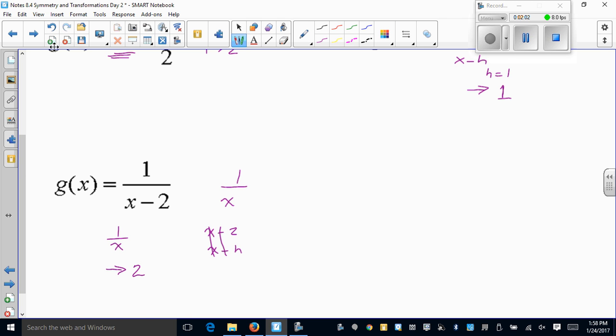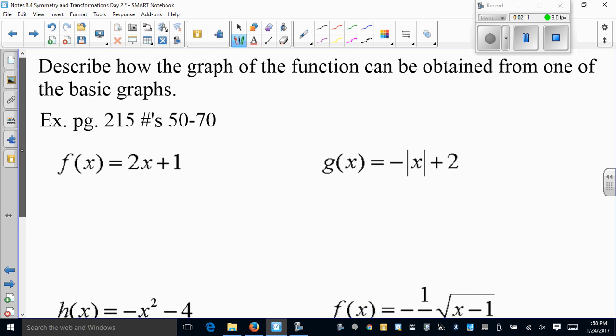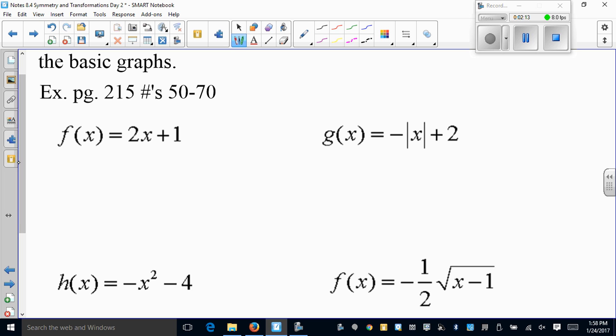Okay, I want to do a couple of these on the notes, and I'll do the others in class. So we'll do the top 2, the other 2 we'll move to in class. Okay, so the same thing still: what is the basic graph and what happened. Your basic graph would have been just x. So that plus 1, since it's not grouped with the x, is going to move it up 1.